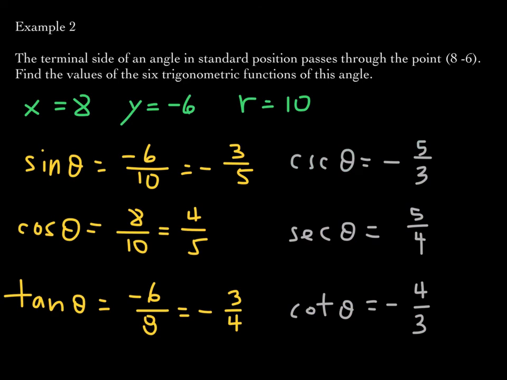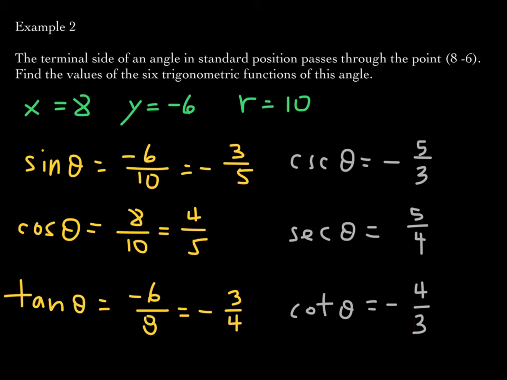All right, we have sine of theta is -6/10. Please simplify it as -3/5. Cosine of theta is 8/10. Simplify it as 4/5. Tangent of theta is -6/8. Please simplify it as -3/4. Now the last three are the reciprocals of what we just said. So I just took the reciprocal of -3/5 and got -5/3, and then 5/4 and -4/3.